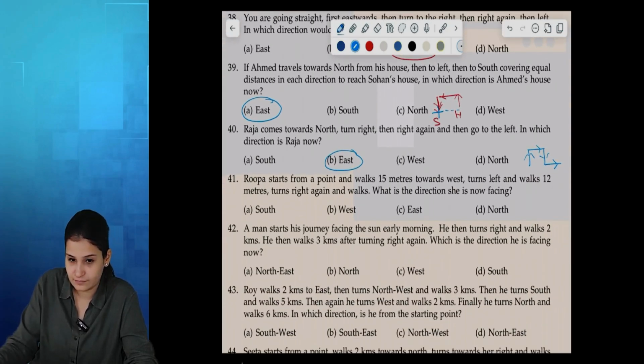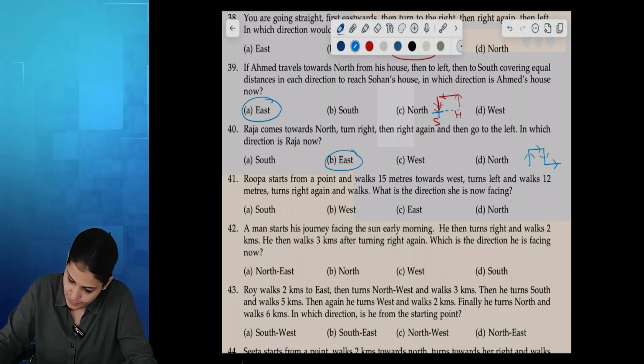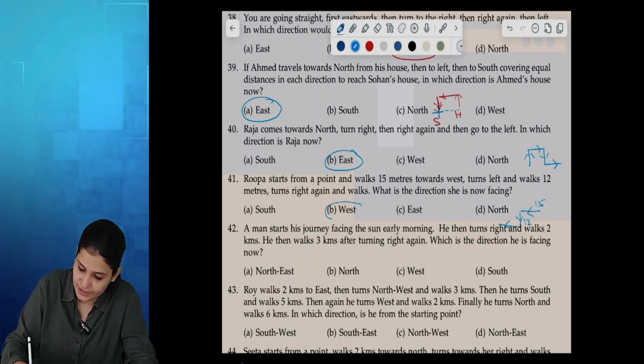41. West. Starts from a point, walks 15 meters west, left, walks 12, turns right, and walks. She is walking in the west side.